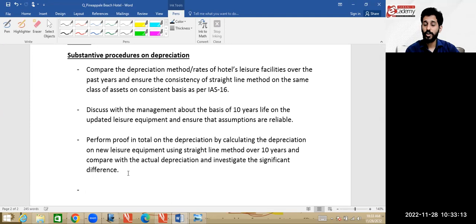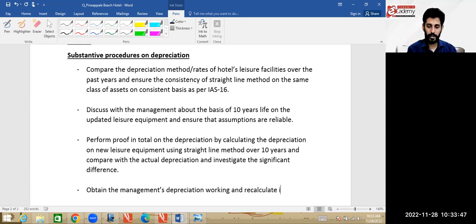Now the fourth point is that you can simply recalculate. Now the difference between the proof in total and recalculate is that here you are calculating by yourself and then comparing with the management's work, and the recalculation is simply obtaining the management's calculation and attempt to recalculate. That is, obtain the management's depreciation workings and recalculate it to verify the mathematical accuracy of the figures.